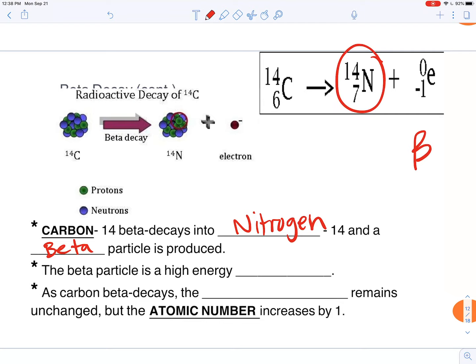So the other symbol for beta looks like this. Again, you can use these interchangeably. They mean the same thing. I think E is a little easier. The beta particle is a high energy electron. As carbon beta decays, the mass number remains unchanged, but the atomic number increases by 1. Okay, so we're getting an extra proton here.